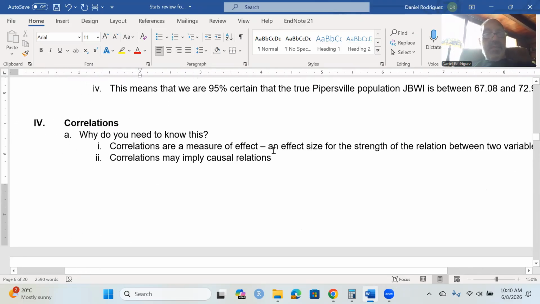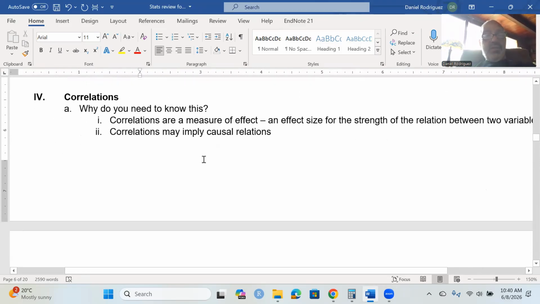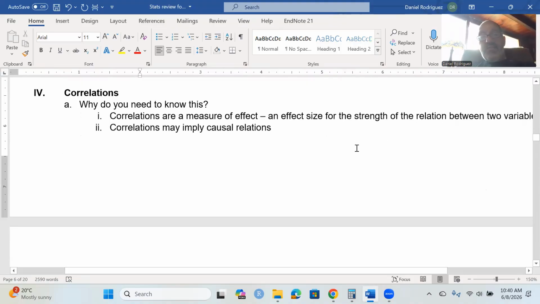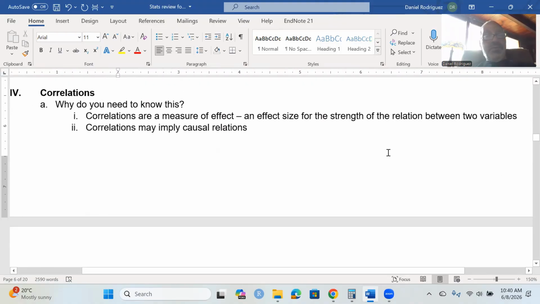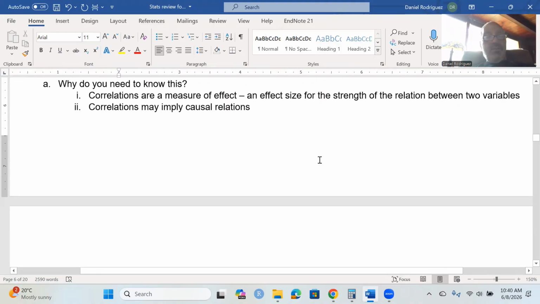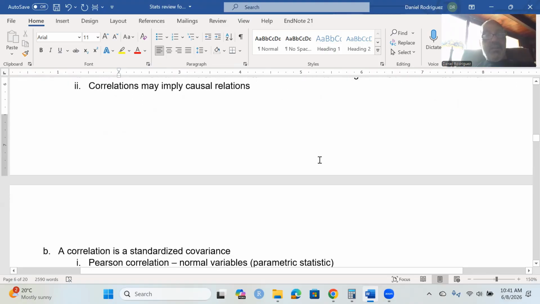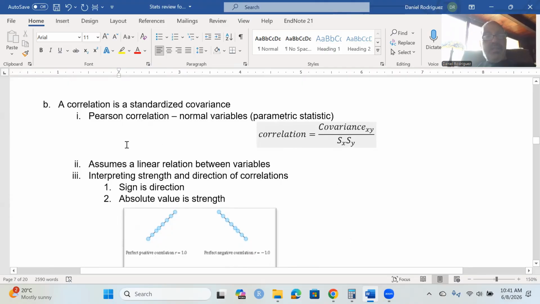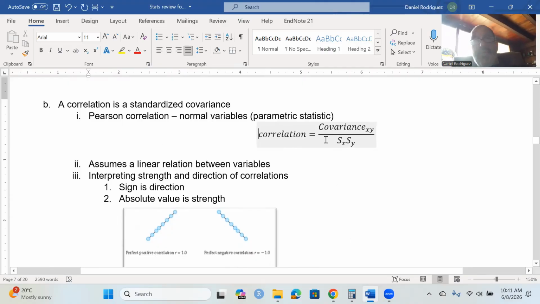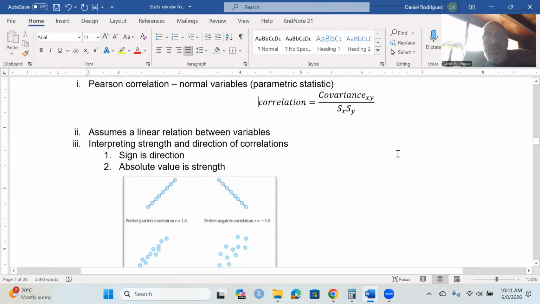It's just an estimate. Correlations, why do you need to know this? Correlations are measures of effect, an effect size for the sample of the relation between two variables. Correlations may imply causal relations, but they are not the same as causation. A correlation is a standardized covariance. We use covariances a lot, but they're not very interpretable because you have to know the scaling. When we standardize them, dividing them by the standard deviations of each variable, we get the correlation.